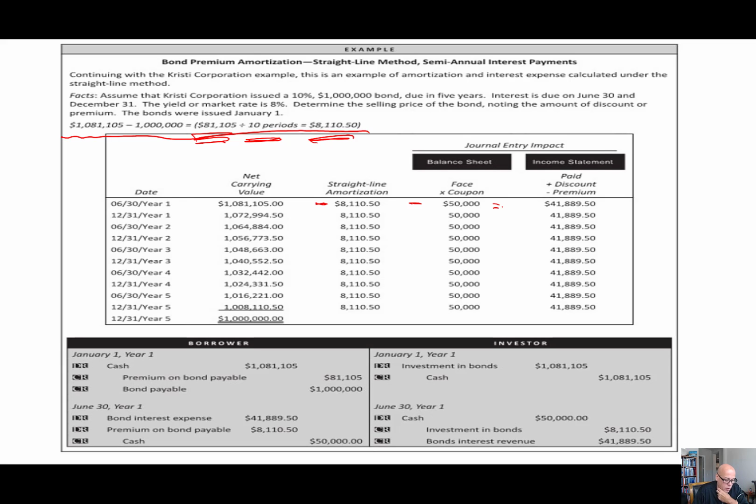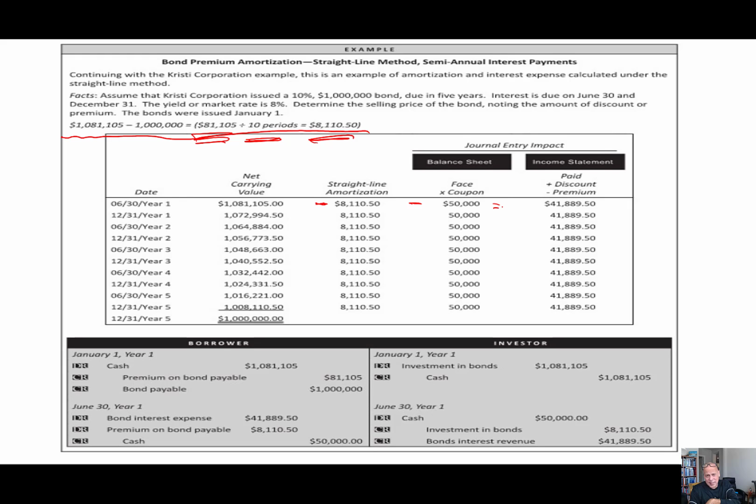And so I subtract that premium amortization off the 50,000 because I'm going to get to keep an extra $81,105 after the bond matures. In fact, I already have that money and I'm going to get to keep that. So my interest isn't really $50,000. It's what?